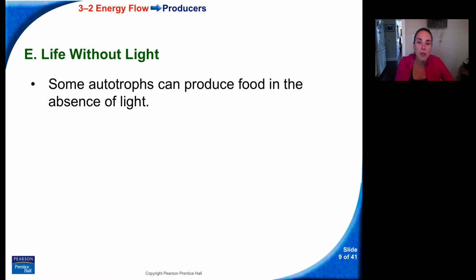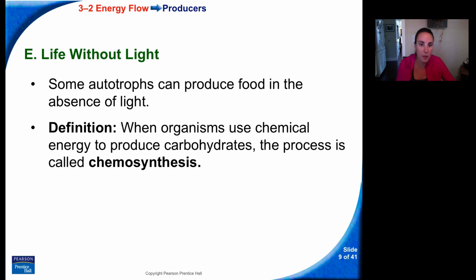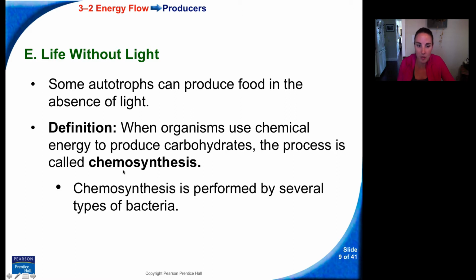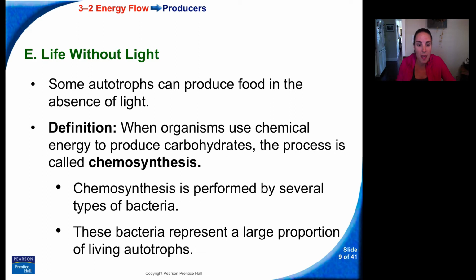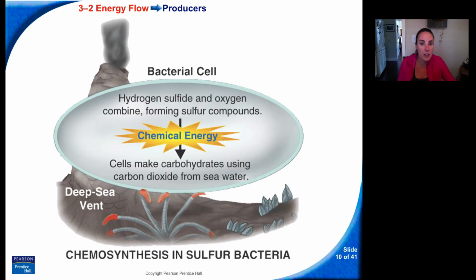So some autotrophs can produce food in the absence of light. I mentioned this a little bit earlier. So when organisms use chemical energy to produce carbohydrates, the process is called chemosynthesis. So photosynthesis, the photo means light. Chemo means they make compounds from chemicals. Chemosynthesis is performed by several types of bacteria. These bacteria represent a large proportion of living autotrophs.